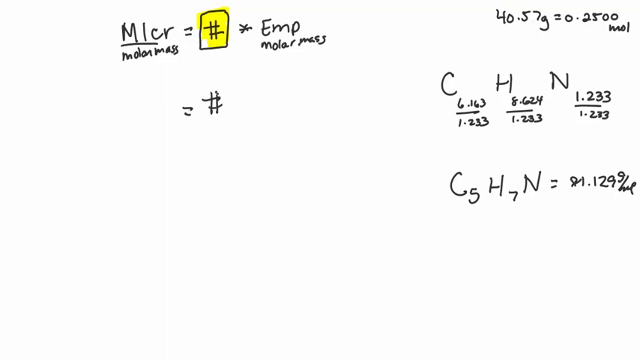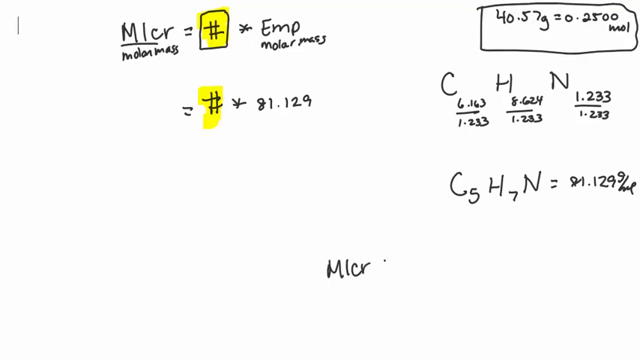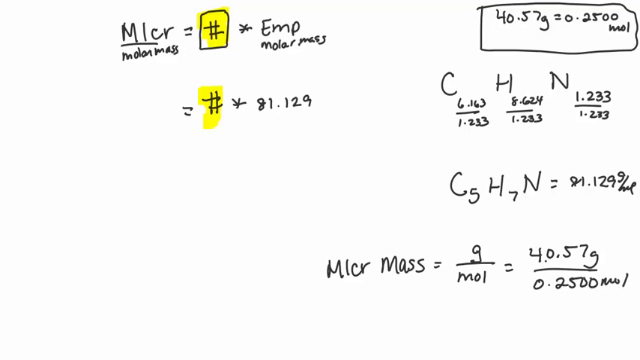But how do I know the molecular molar mass? Well, that's going to take using these values here, because remember the molar mass is going to be grams per mole. I'm given a mass, and that's 40.57 grams that I am told is 0.2500 moles. So when I do this division, 40.57 divided by 0.2500, I get 162.28 grams per mole. So now I can divide both sides by 81.129 in order to get that multiplier by itself. So that multiplier ends up being 2.